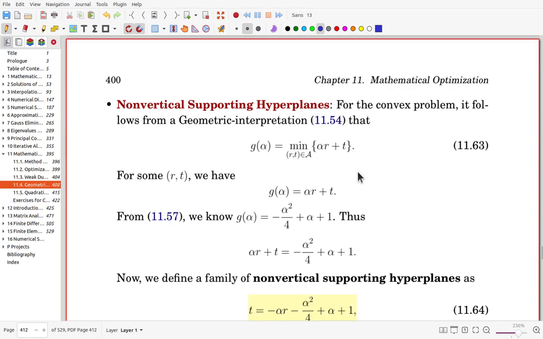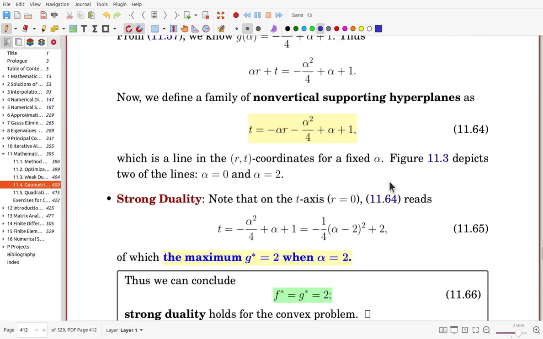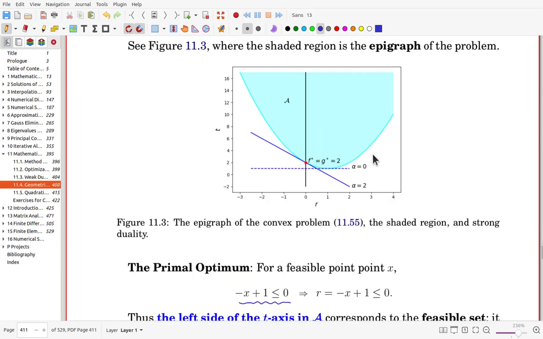Okay, look at this equation. Now, here, alpha is a slope. Minus alpha is a slope. So alpha is 0, and then that must be t is 1. And alpha is 2, then slope minus 2 line in r, t coordinates, and along with some intercept, that is exactly this slant line.